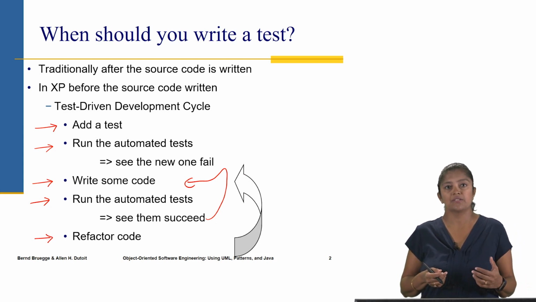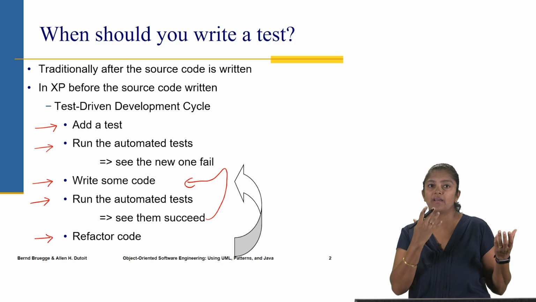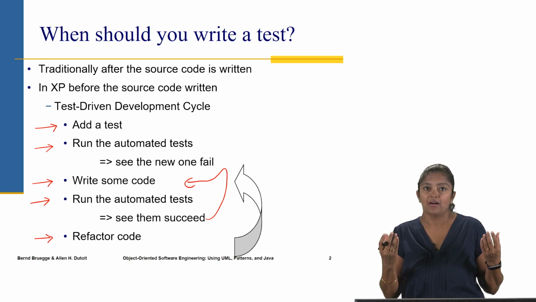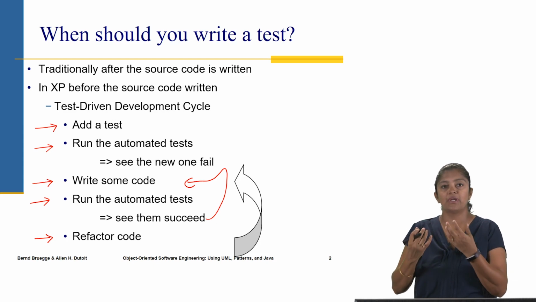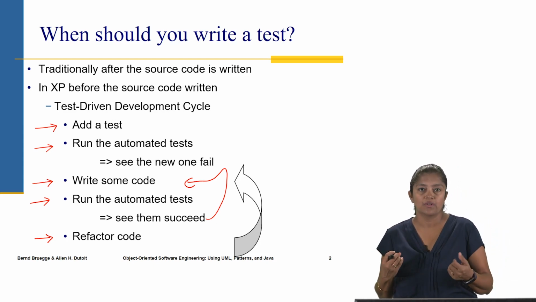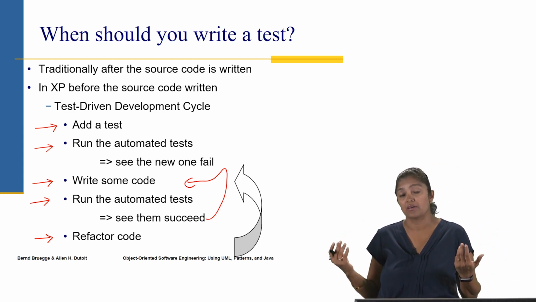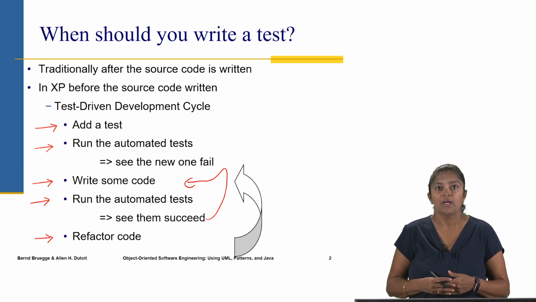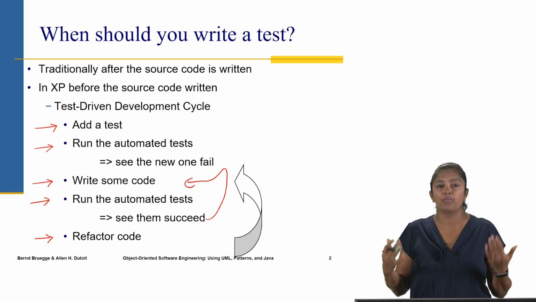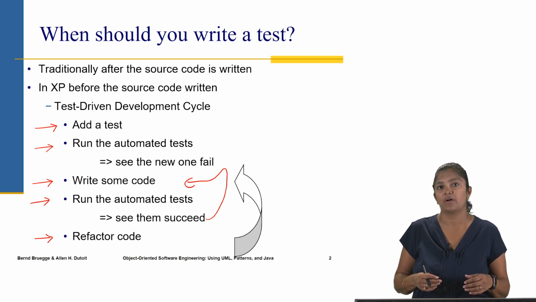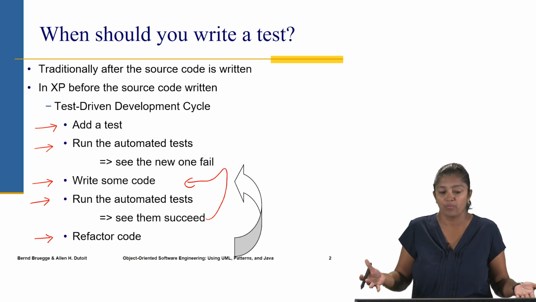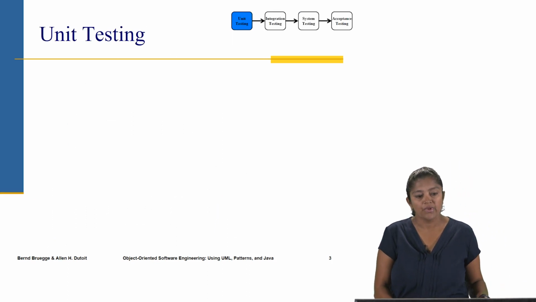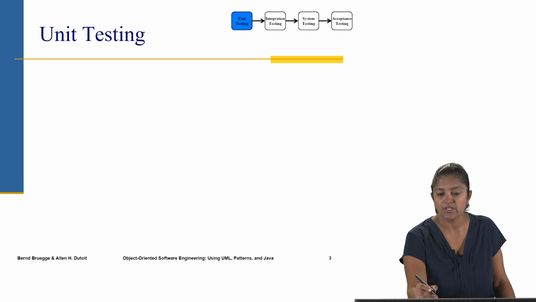So the idea is to add a test, then write code, make sure that the tests succeed, and then again go back and keep adding new tests, and new code corresponding to those tests, and make the tests succeed. So that's the idea with test-driven development, and modern software development processes are more and more moving towards this kind of development. Now we'll focus on unit testing specifically.